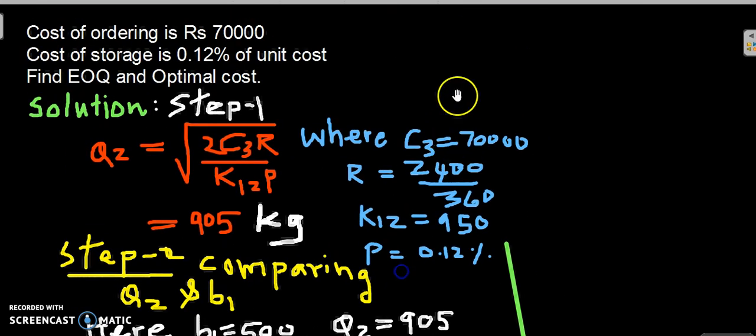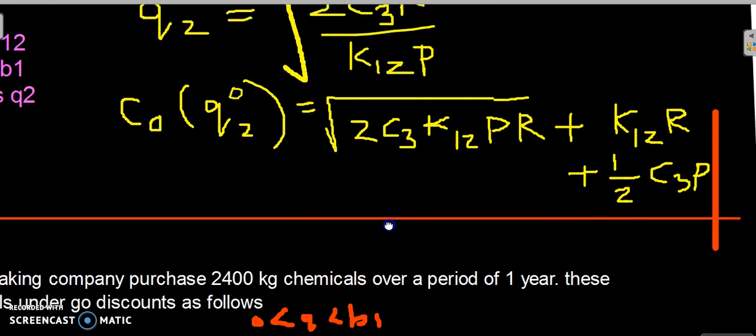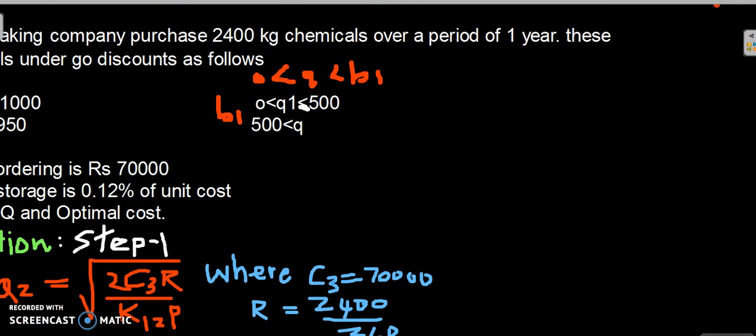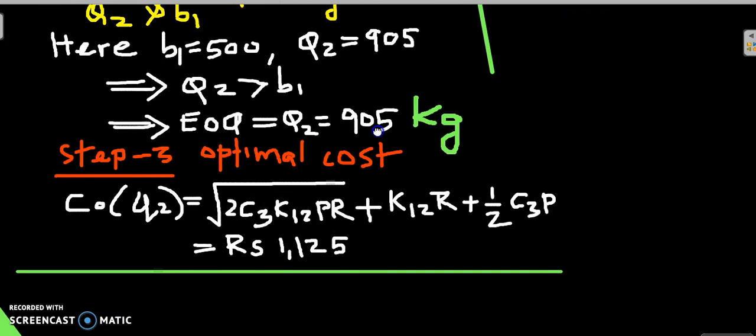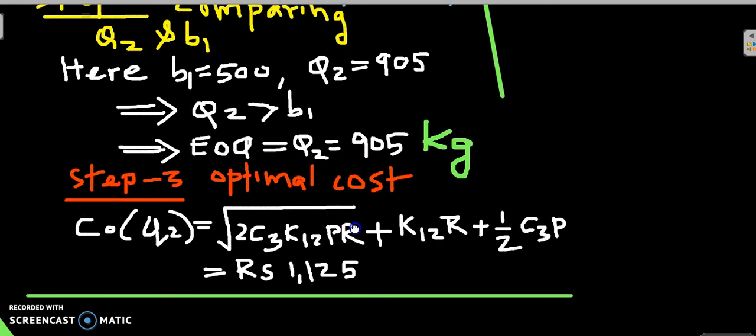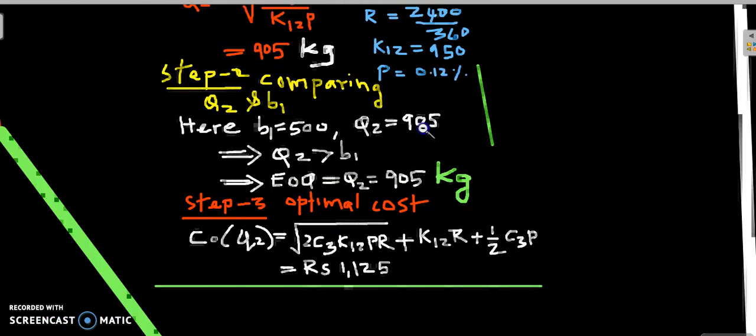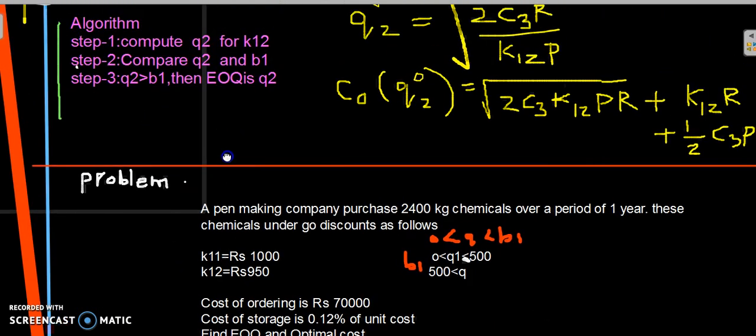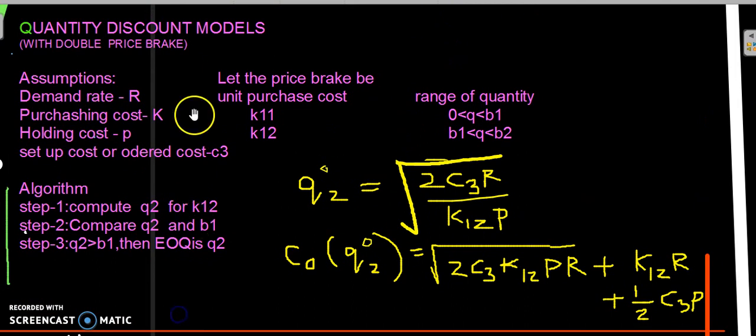Then again, to find the optimum cost C naught, the same formula is applied here. This formula is given, you substitute those things, and you get 1,125 rupees. So this is the optimum cost, and this is the optimum quantity. This is the way we can solve the second type of problem. What is the second type of problem? It is quantity discount models with the double price break.